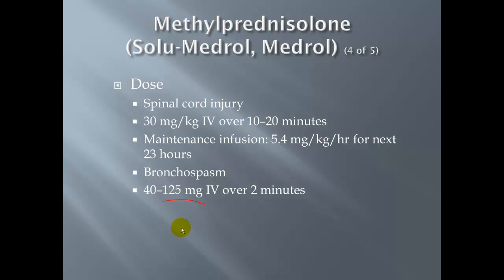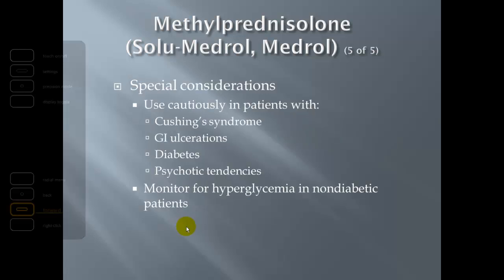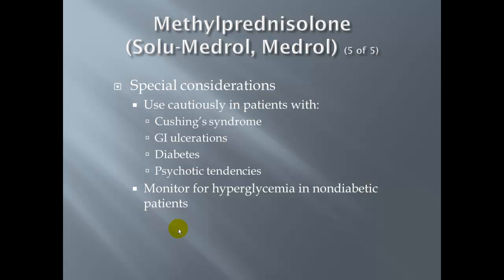In bronchospasm, we give a one-time dose of 40 to 125 milligrams IV over about 2 minutes. Special considerations: use cautiously in patients with Cushing syndrome, GI ulcerations, diabetes, and psychotic tendencies. Monitor for hyperglycemia in the non-diabetic patient.